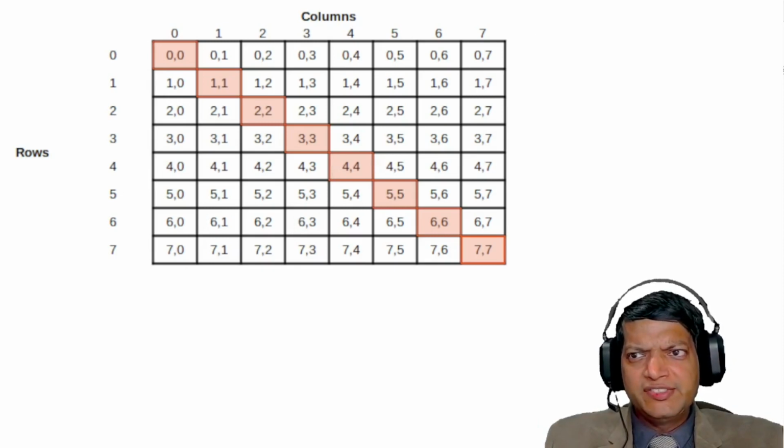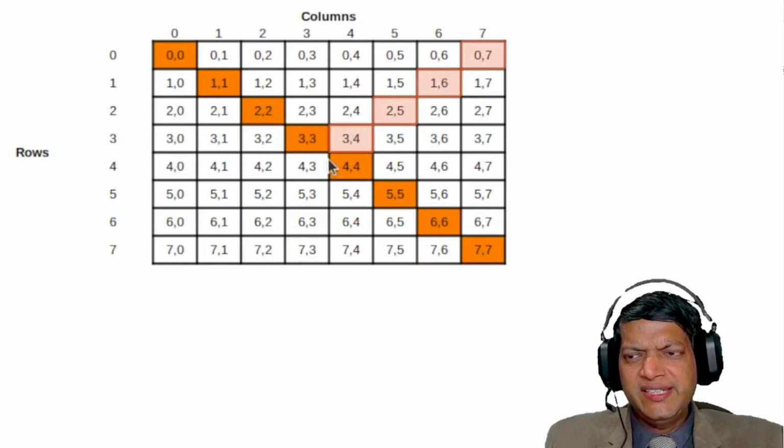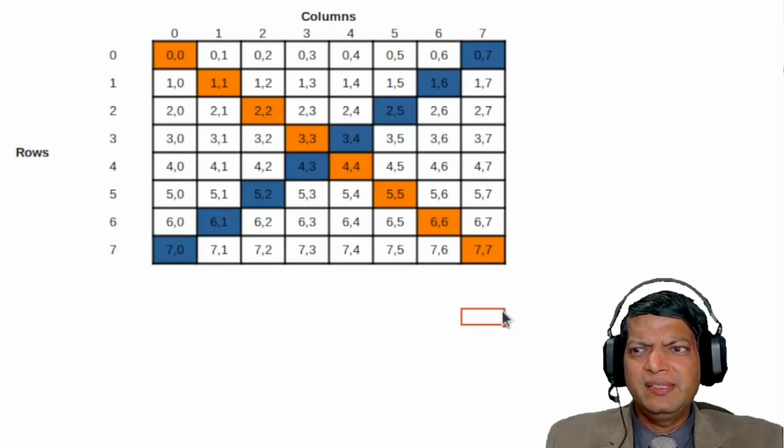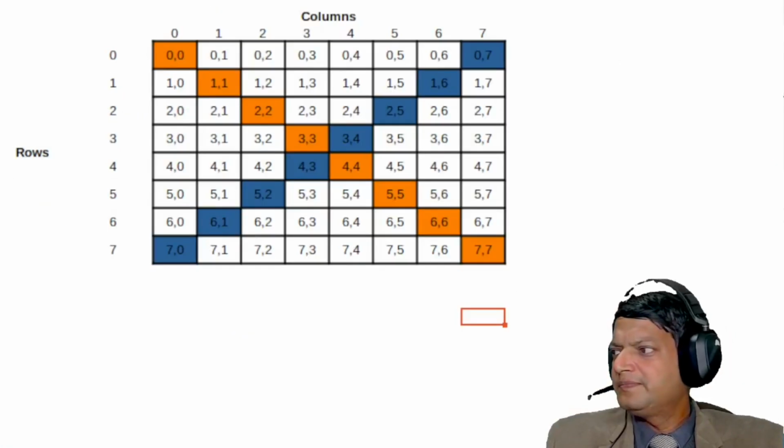So let me color this first. So we'll say that, okay, this is the primary diagonal. I'll also color the secondary diagonal. And let's say the secondary diagonal is with a different color. Let's say blue. And we'll again move it out of the way.